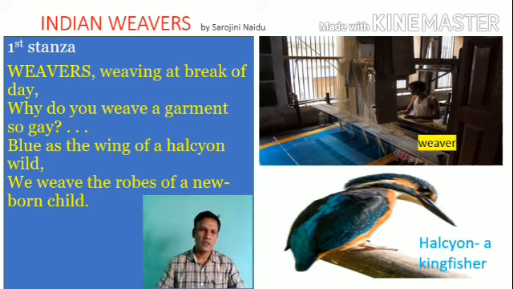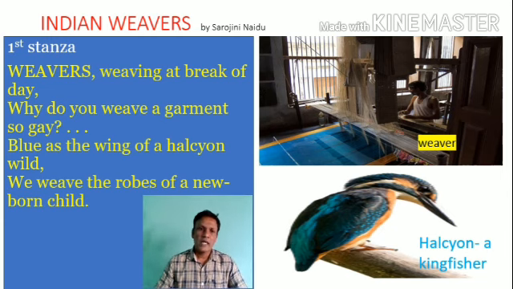The weavers answer, blue as the wing of a halcyon wild. We are weaving a garment, and that is as blue as the wing of the kingfisher. Halcyon means the kingfisher, the bird kingfisher. The cloth that we are weaving is like the wing of the kingfisher. Here the poetess uses the simile figure of speech. When there is a comparison between two dissimilar things and at least one similarity is shown, then the figure of speech is simile. And here the blue cloth is compared directly to the wing of the halcyon or the kingfisher.